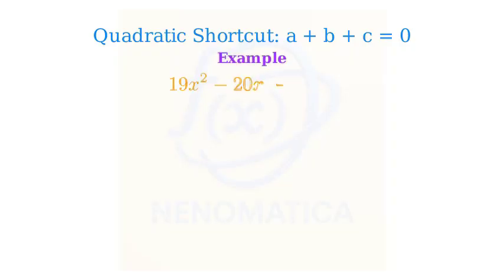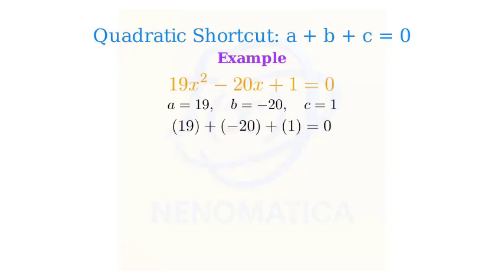In this example, we will solve a quadratic using a special shortcut rule. Example. Solve the quadratic 19x squared minus 20x plus 1 equals 0, and follow the exact step order shown on the sheet. Step 1. Identify the coefficients a, b, and c, and check the sum condition. Here a equals 19, b equals negative 20, and c equals 1. Now add them. 19 plus negative 20 plus 1 equals 0. Because the sum is 0, the special rule applies.